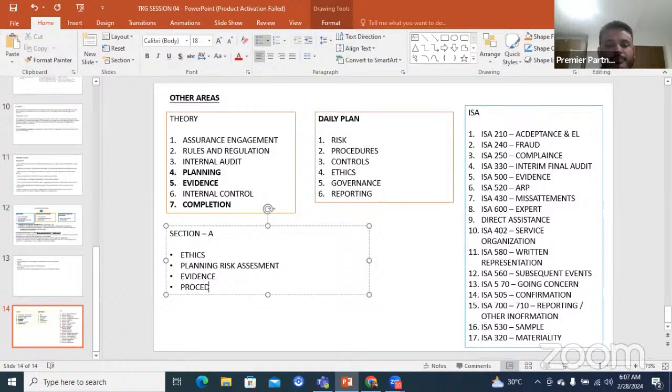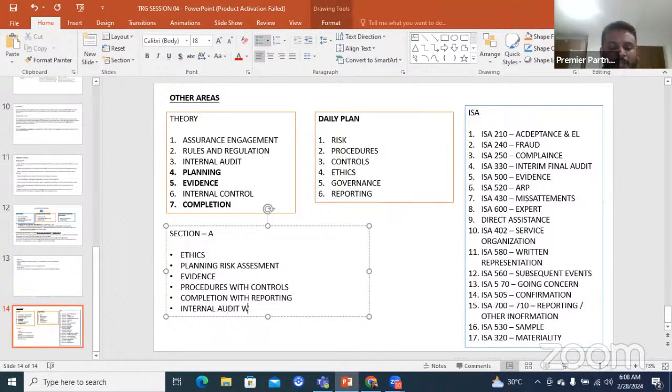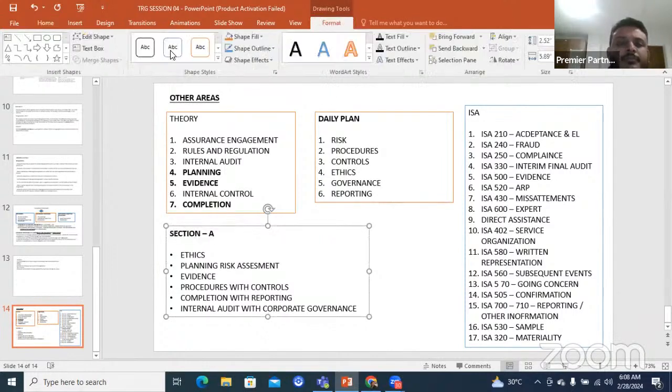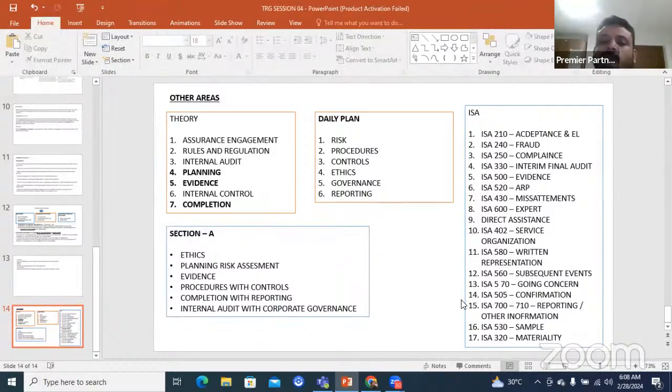Procedures with controls. Completion with report. And internal audit with corporate governance. Practice questions with these combinations. This time I'm expecting these combinations.